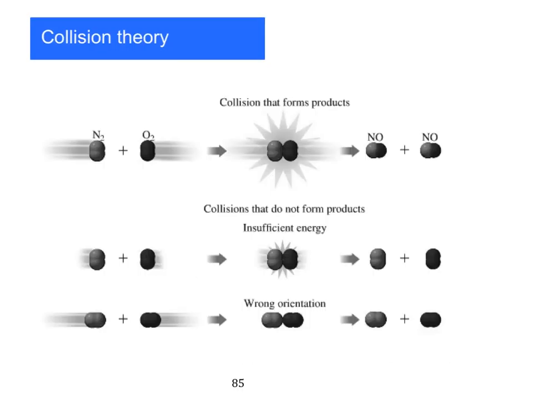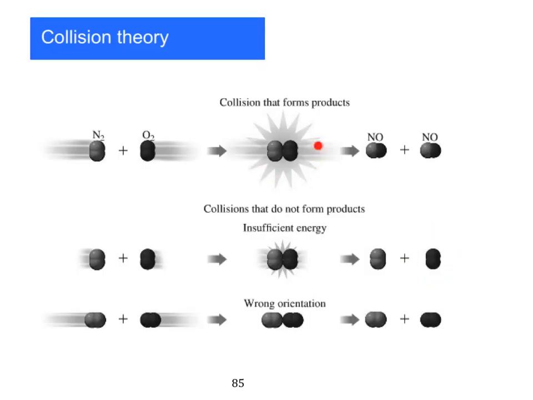So the first is the collision has to take place, okay? So here we have a reaction with N2 and O2, and they have to come together in order to react, all right? If when they come together, they don't have enough energy, so that energy is represented by this burst here, so you can see there's a really big burst here and a really small one here. So if they don't have enough energy, they're just going to bounce back and you're still going to be left with N2 and O2 at the end, and no reaction will occur.